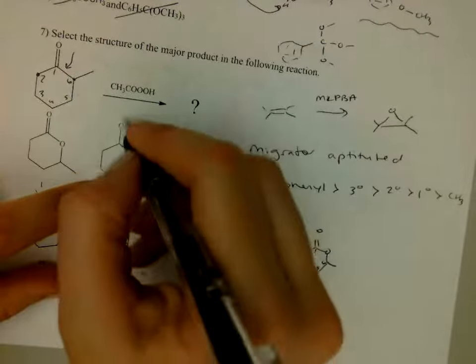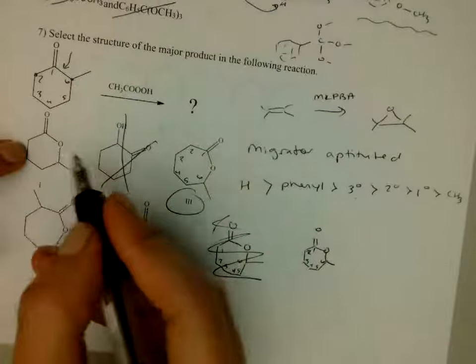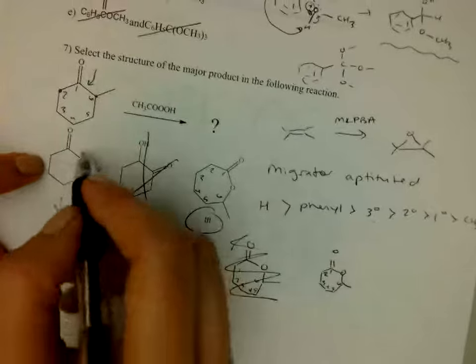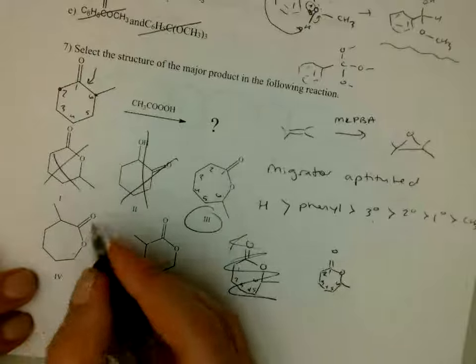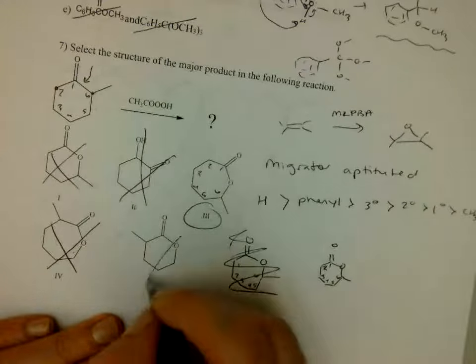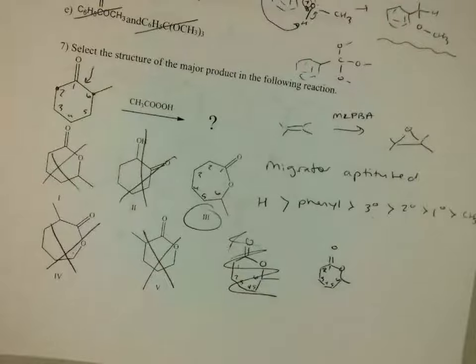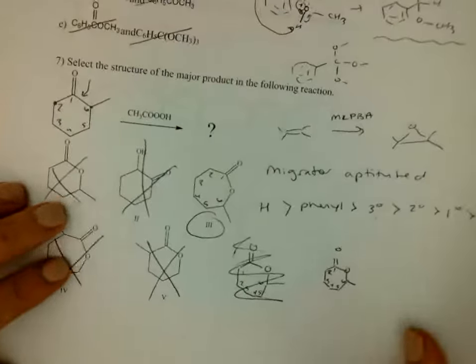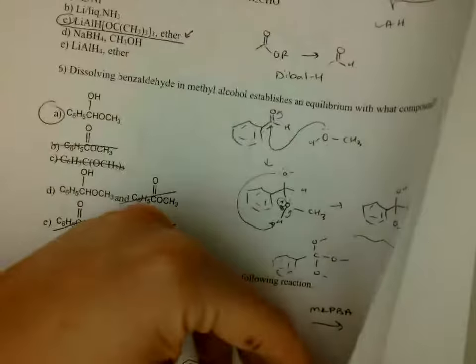This one's wrong because it's not even inserting the oxygen. This one's wrong because it replaced a carbon with the oxygen. This one's wrong because it inserted it on the wrong side. And this one's wrong because it replaced a carbon with oxygen and inserted on the wrong side. So that's Baeyer-Villiger. Let's look at another. I think the next few problems are also Baeyer-Villiger.